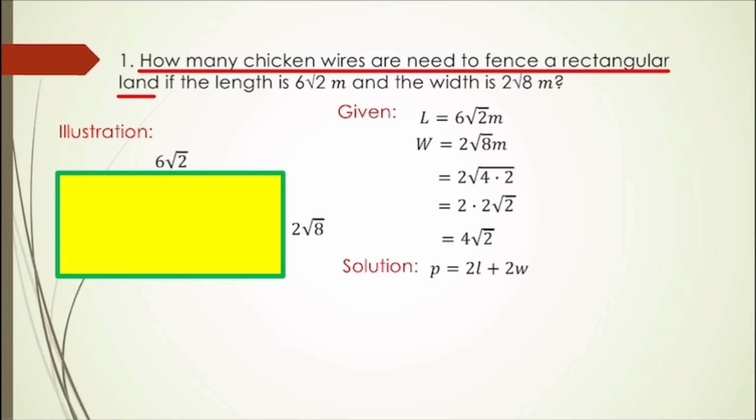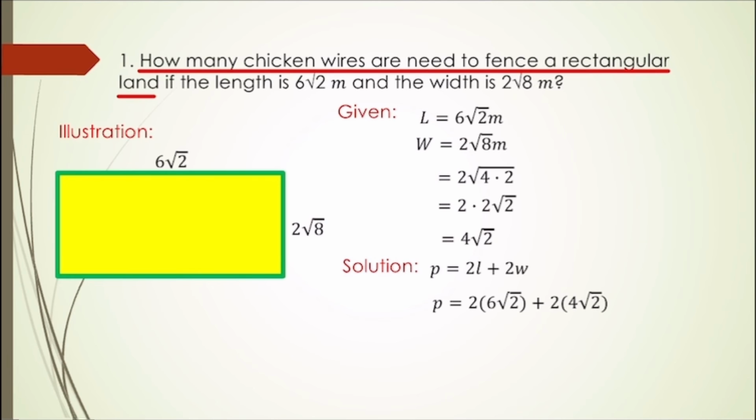Bakit twice the length plus twice the width? Kasi nga, dalawa yung length natin, yung opposite niya, at saka dalawa din yung width, which is yung opposite ng 2 and square root of 8. So after that, substitute natin yung value.